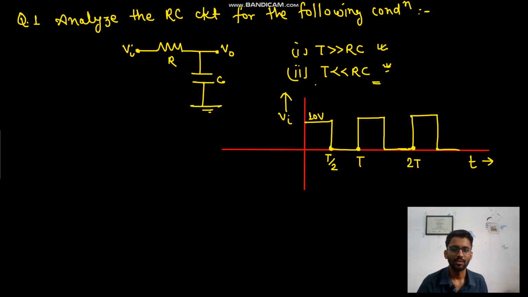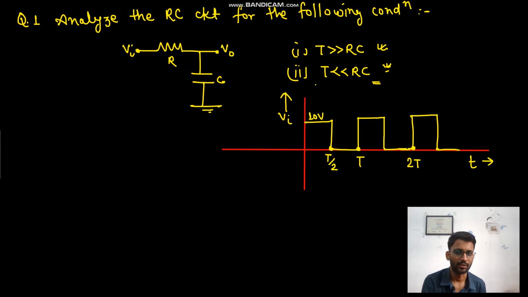Hello everyone. So in this question we have to analyze this RC circuit for these two conditions: T is much greater than RC and T is much less than RC. We will draw the output waveform, then we will find the value of output at steady state, then the output current at steady state. All these things we will do.